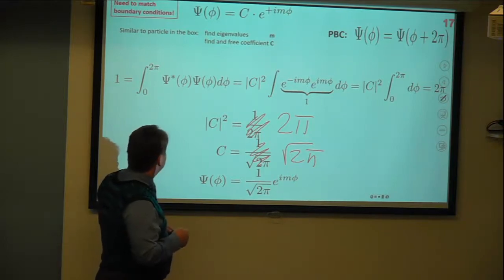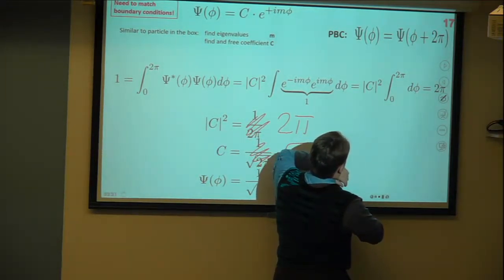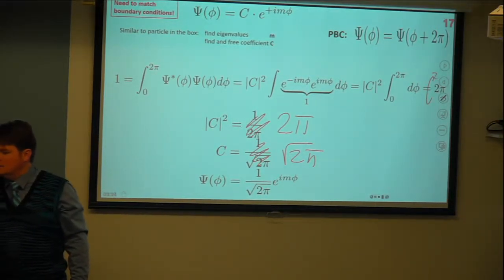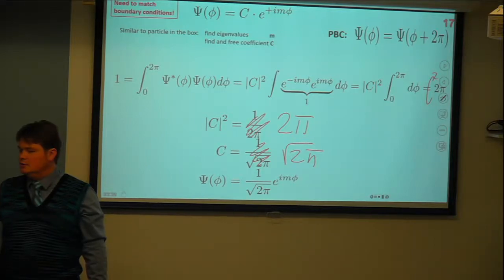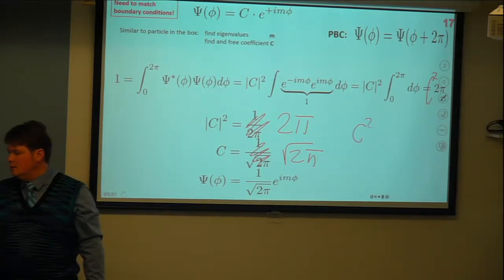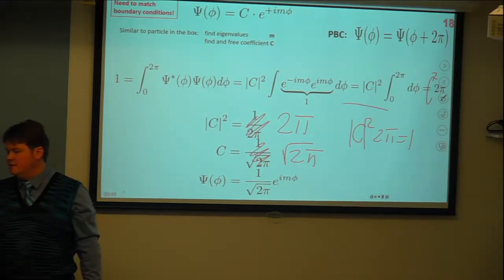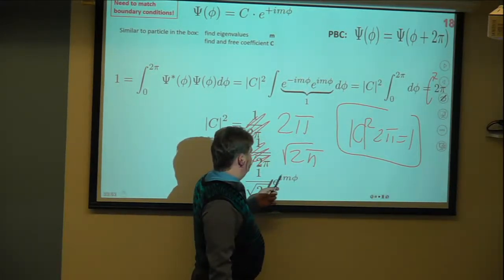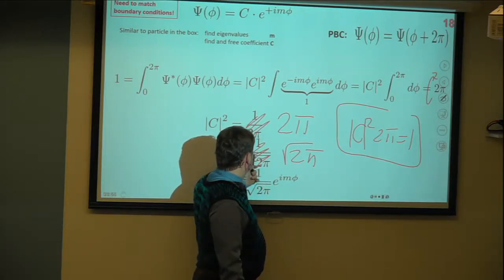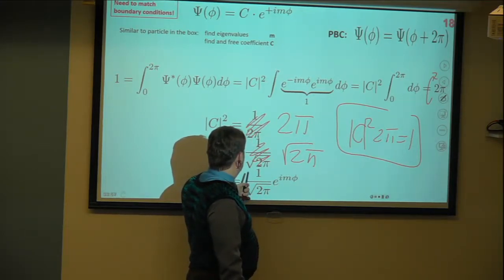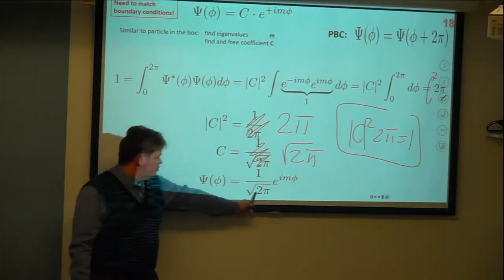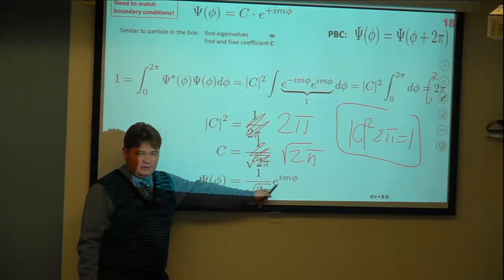So then we can solve this equation for C. C squared times 2 pi must be equal to 1 by the definition of normalization. And if you solve this equation for C, you'll have that it is 1 over square root of 2 pi, and the wave function will have normalization constant 1 over square root of 2 pi in front of it, right?